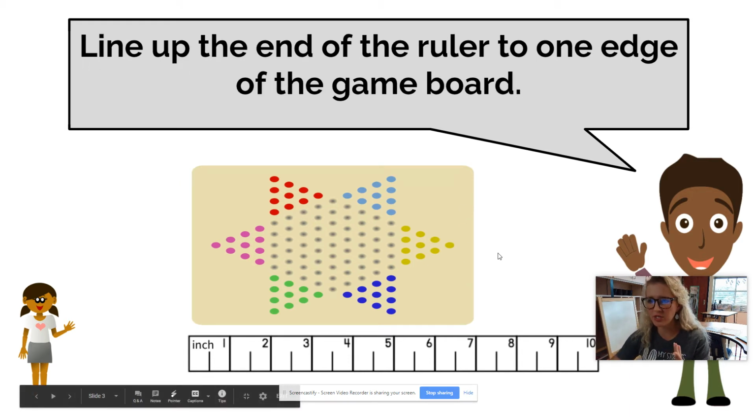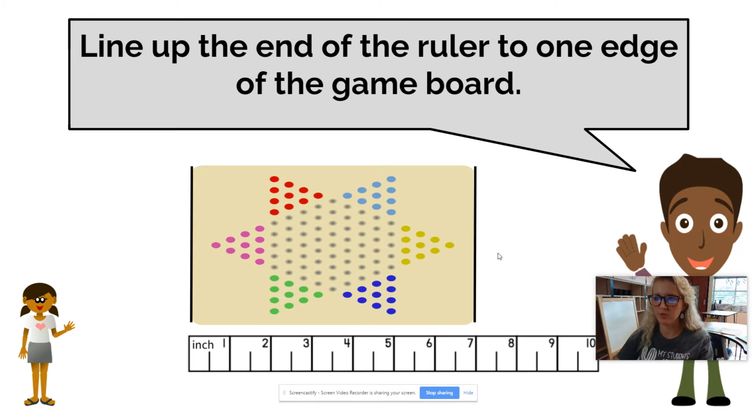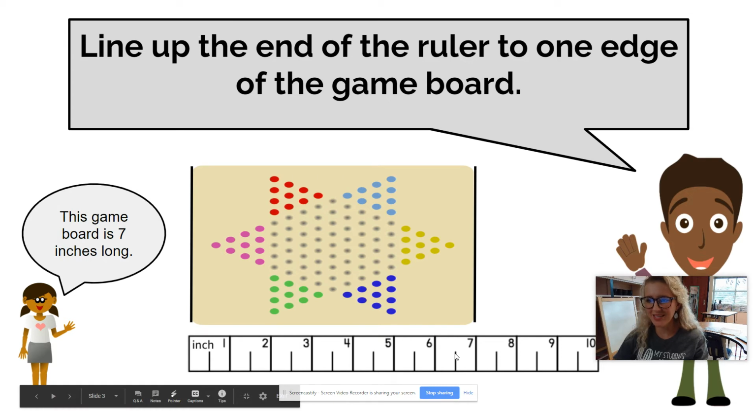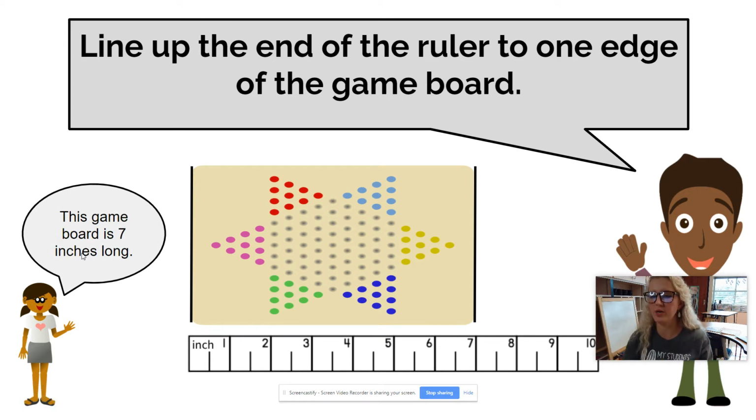So if we look at this, we can say, well, I jumped ahead a little bit. I apologize. The ruler is 7 inches long. Now we have to say inches because it's a standard unit of measurement and we always have to label the unit of measurement we're using.